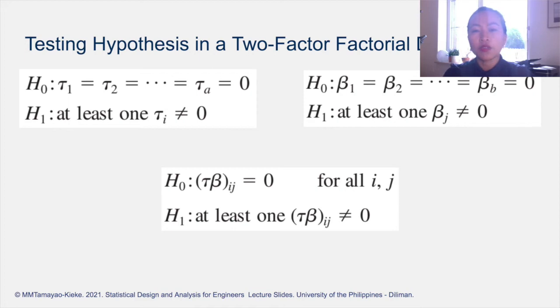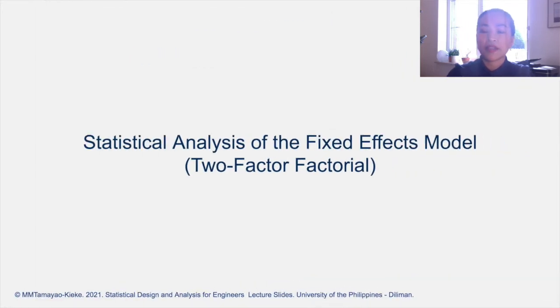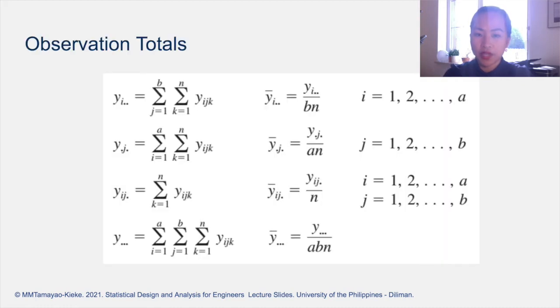Let's now move on to the discussion of the statistical analysis of the fixed effects model, in particular for the two-factor factorial for now. Okay, let us start with some notations, specifically for observation totals. Y sub i dot dot is the total of all observations for the ith level of factor A, or the row treatments.